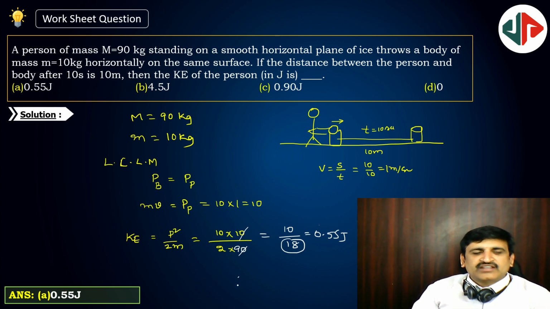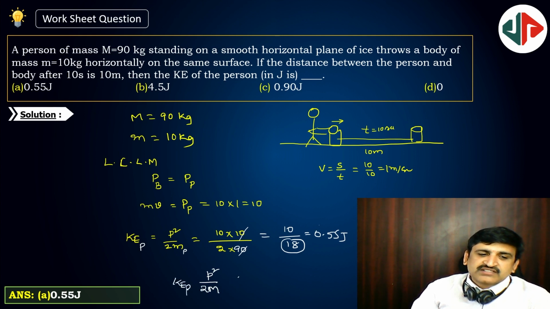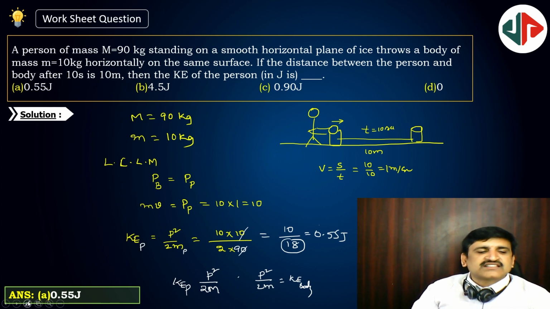So here, don't waste your time finding the velocity of the person, because we want kinetic energy. Kinetic energy is p square by 2m. Take the mass of the person, because it is the kinetic energy of the person. The momenta will be the same. If you take p square by 2m with the person's mass, the kinetic energy of the person will come; with the body's mass, the kinetic energy of the body will come. That means p will be the same, only the masses will change. That's what I want to say. Okay, next we will enter into another question.